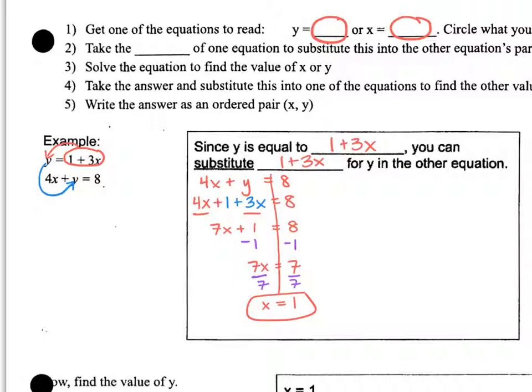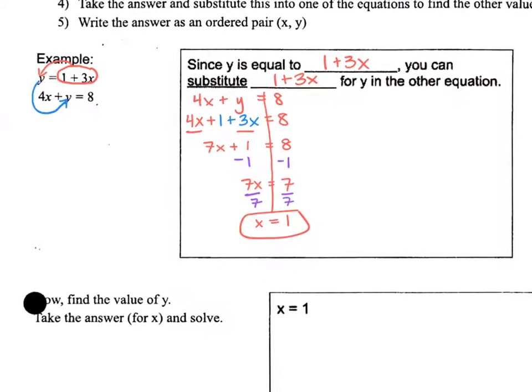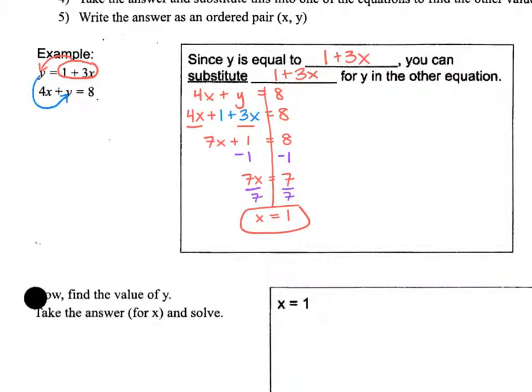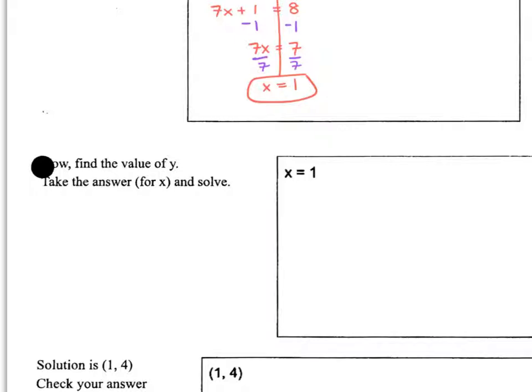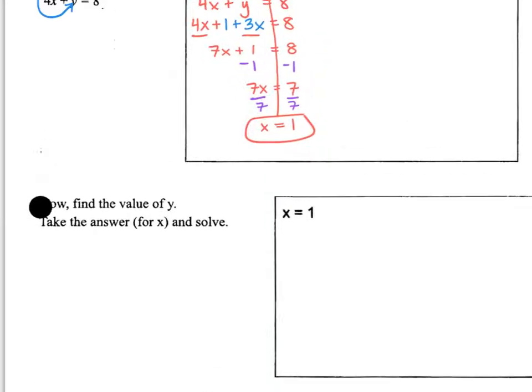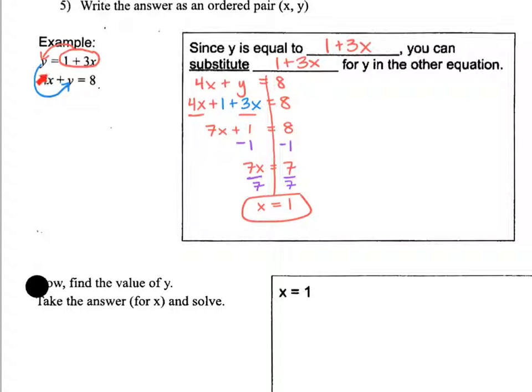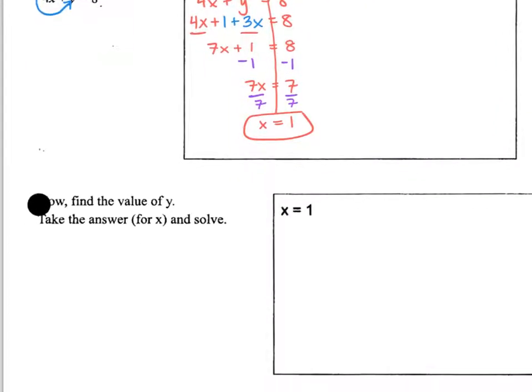So we have half of the problem done. The substitution part really is the most challenging part because you just have to know what to replace and what to replace it with. So now that we have x is equal to 1, let's find out what y is. In order to find out what y is, we go back to the beginning. Take a look at these two equations, either y equals 1 plus 3x or 4x plus y equals 8. I could use either one. I'm going to use the first one. It's just the easier one.